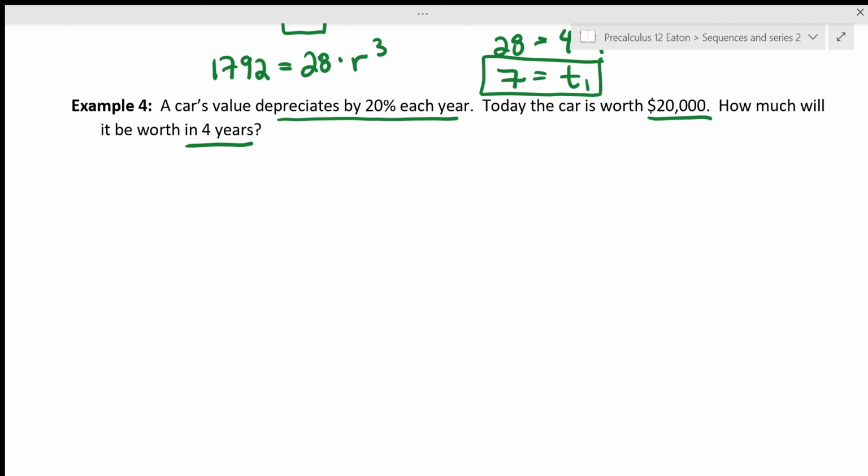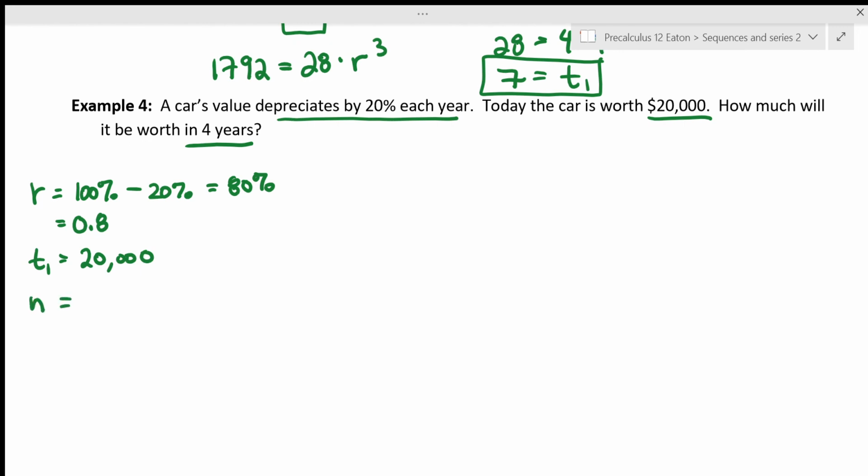So what we are doing is we are multiplying by 100% minus the percent that we've taken away. So if we're taking off 20% every year, that means at the end of each year, we have 80% of the car's value remaining. So our common ratio is 80%. And if we want to turn that into a decimal, we will turn it into 0.8, which will be a bit easier to multiply. Now, we know that our T1 is 20,000. But what is our n? And this one is a little bit tricky to think about.